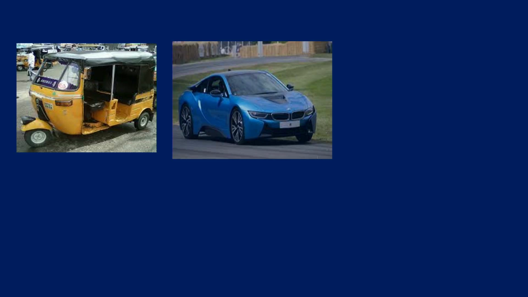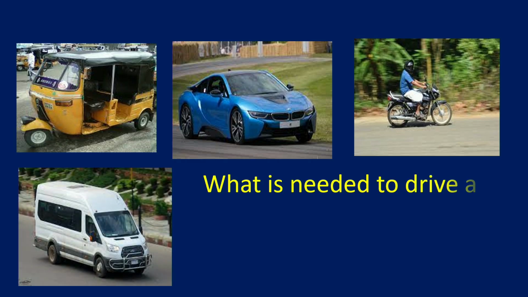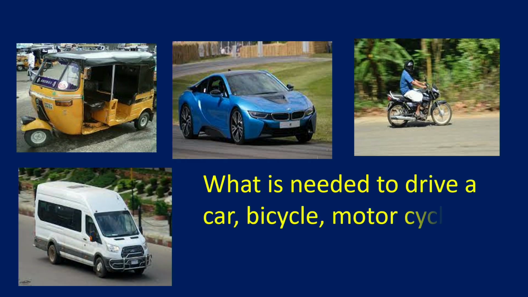Children, have you ever seen this vehicle? What is this? It is an auto. What is this? It is a car. It is a motorcycle. It is a van. What is needed to drive a car, bicycle, motorcycle, van, auto, etc.?